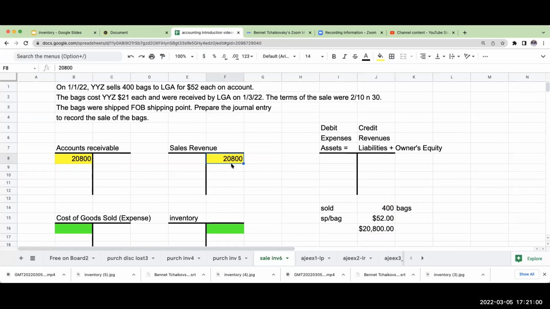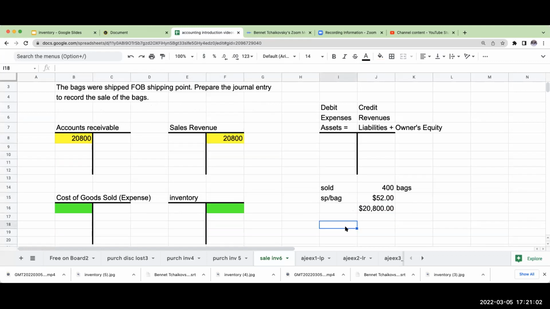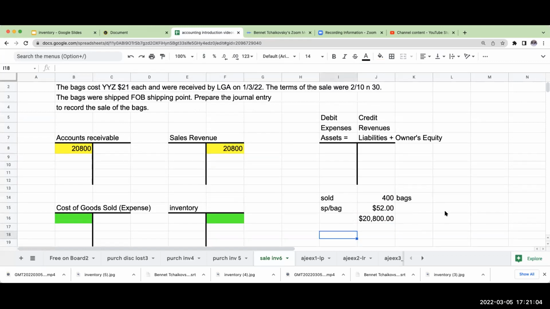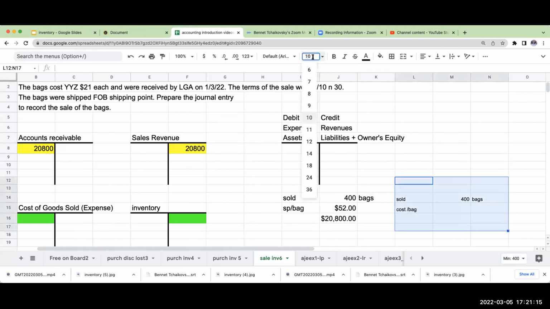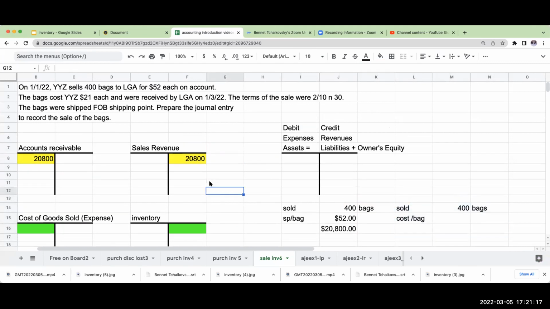Now, at the same time, I have to take these off of my books. I sold 400 bags, so I need to have my cost per bag for 400. Remember, we have to take the inventory off of our books. I've got to show that inventory leaving. The bags cost me $21 each, so I am crediting inventory for $8,400.